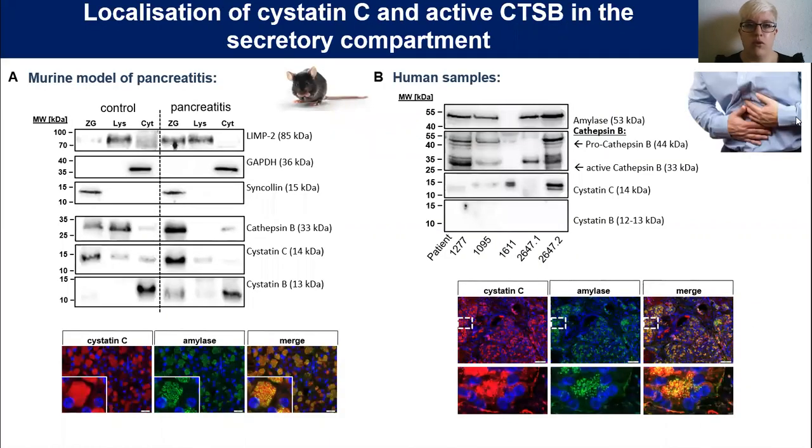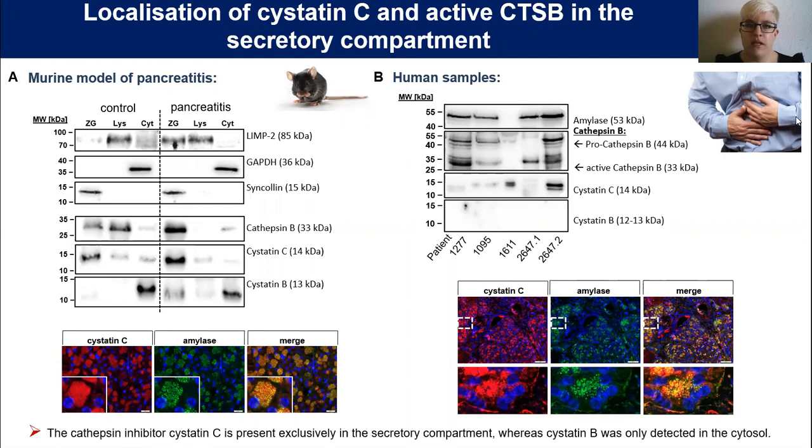First of all, we wanted to know where cystatin C as well as cathepsin B are located. And we could show with a murine model of pancreatitis as well as human samples of chronic pancreatitis patients that the inhibitor cystatin C is exclusively present in the secretory compartment, whereas cystatin B was only detected in the cytosol. Active cathepsin B was also found in the secretory compartment.